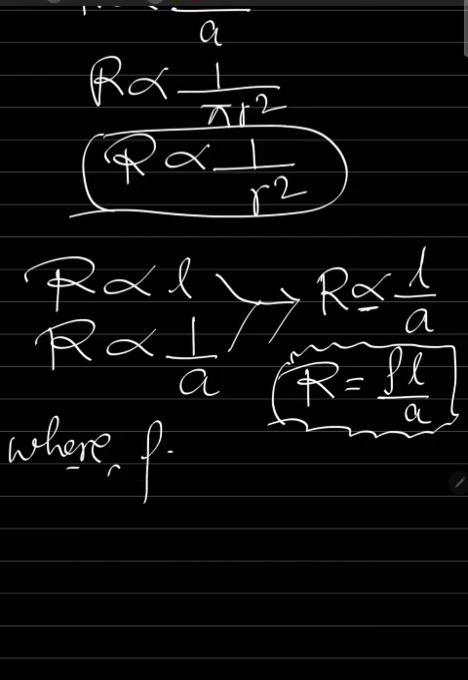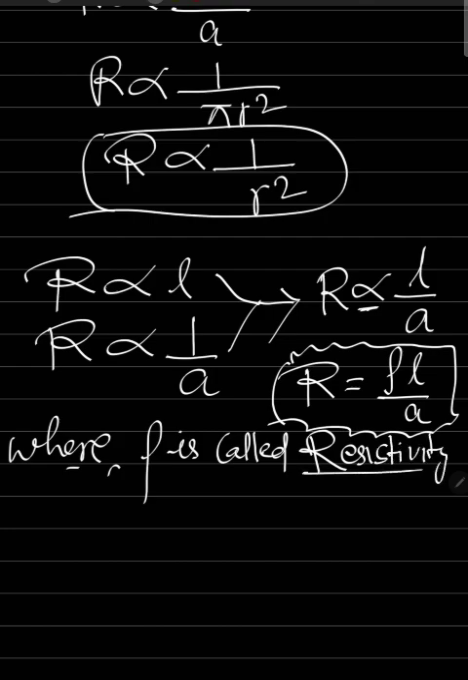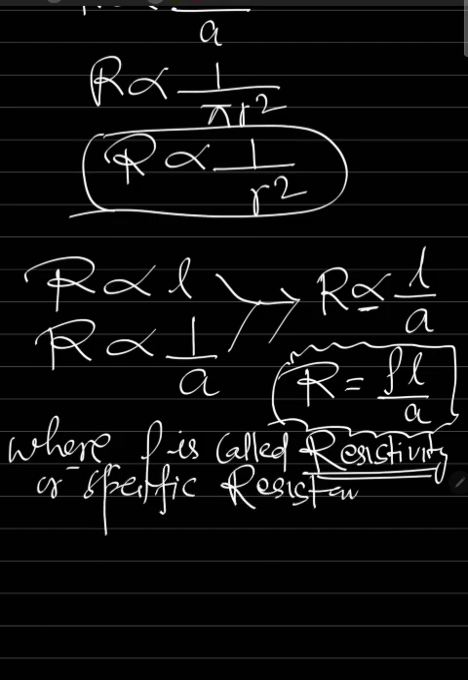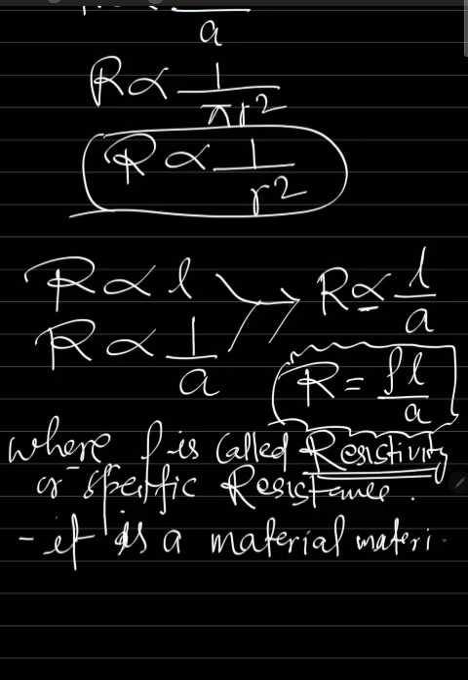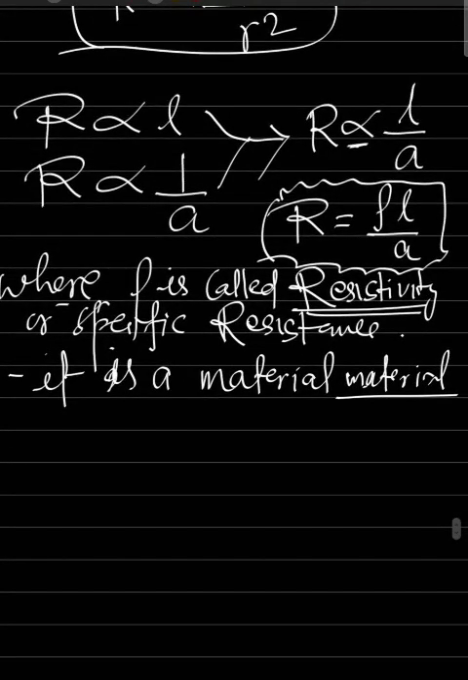Here rho is called resistivity, or specific resistance. This specific resistance is a material property. For any material it is fixed; it is not going to change with length and cross-sectional area. You should remember that. It is the characteristic of the material.